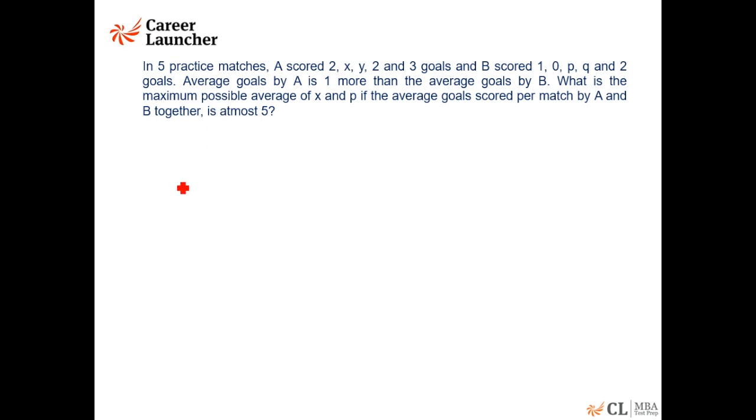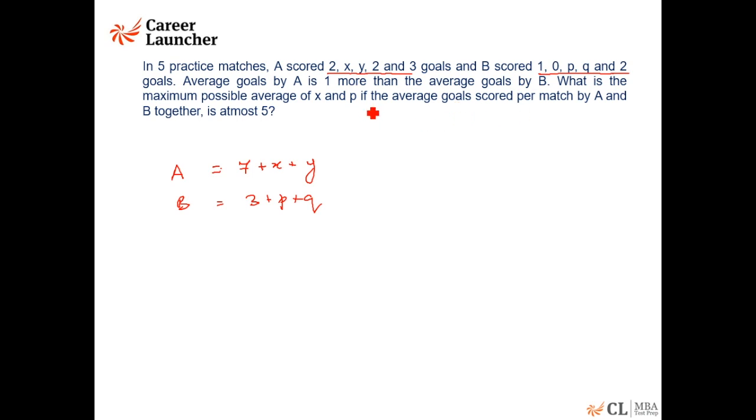Okay. So how many goals has A scored? 2 plus X plus Y plus 2 plus 3. So 3 to 5, 6, 7. A has scored 7 plus X plus Y. And how many has B scored? 3 plus P plus Q.